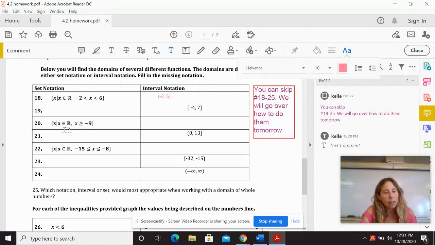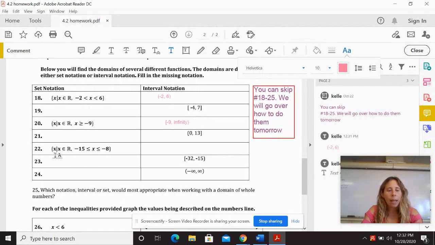X is an element of all real numbers greater than or equal to -9. So the lowest number is -9, and then it could be anything greater than that. So then you use the infinity symbol. I don't know how to type it on here. And always, when you're dealing with infinity, use a parenthesis, because we never actually reach infinity.